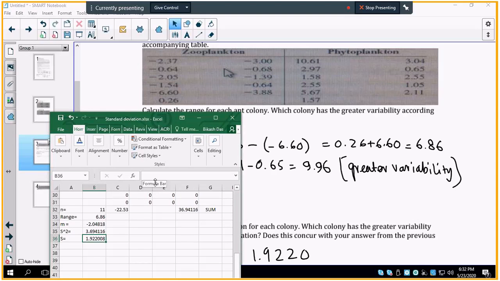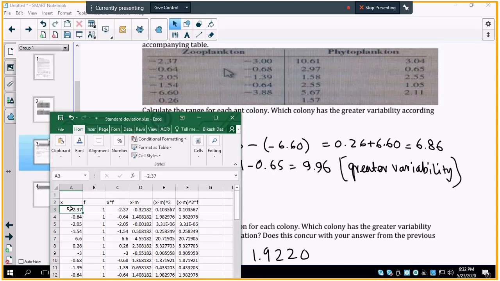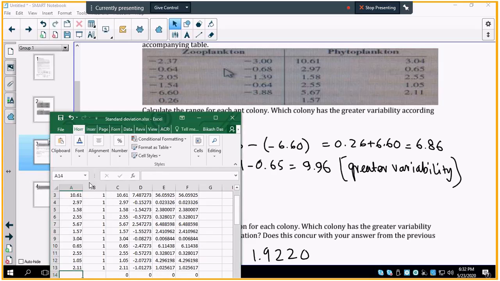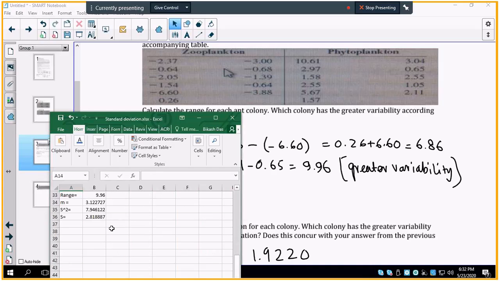And we're going to go ahead and change the X values. I will have 10.61, 2.97, 1.58, 2.55, 5.67, 1.57, 3.04, 0.65, 2.55, 1.05, 2.11. So that's it, and we found the standard deviation to be 2.8189.